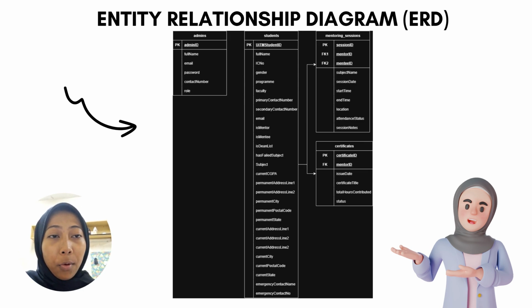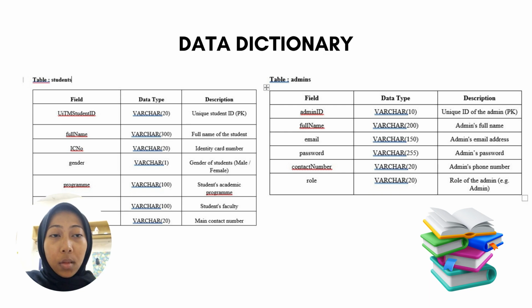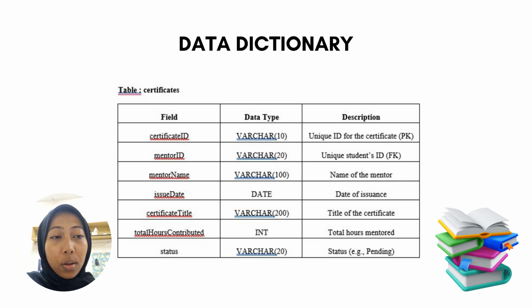This is our entity relationship diagram that shows the structure of our database. Right here, there are 4 main tables, which are students, mentoring session, certificates, and admins. The relationships are clearly defined here using foreign keys. For example, the mentoring session table links both mentor and mentee to the students by their student ID. Here's a quick look at our data dictionary, where it documents each table, listing all the existing attributes and data types.